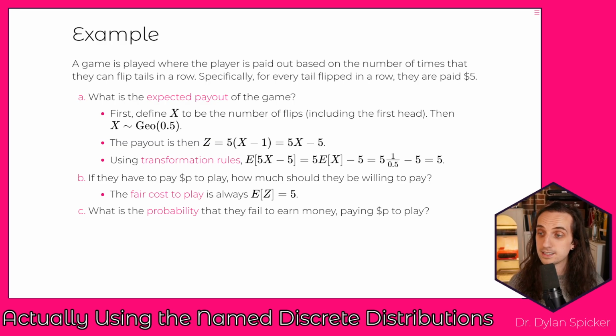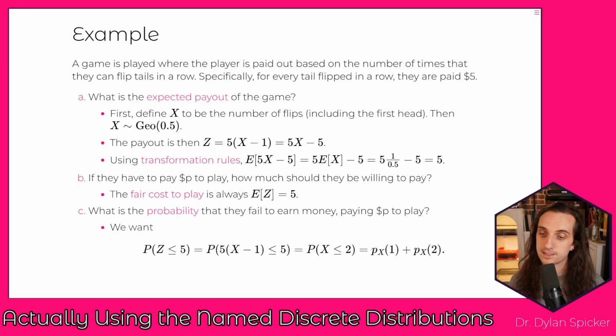The other way that you can see this is by directly calculating it. So we want the probability that z is less than or equal to 5, but we know z is just 5 times x minus 1. And so what we can do is rearrange this equation. We divide both sides by this 5, and then we have x minus 1 less than or equal to 1. Then we can pull that negative 1 over there, and ultimately we're left with the probability that x is less than or equal to 2.